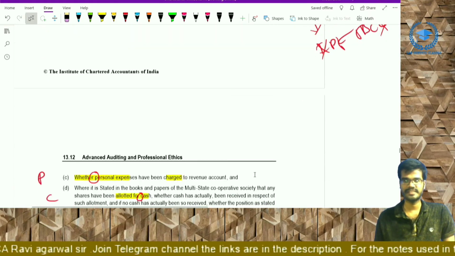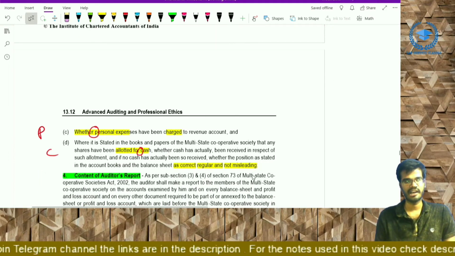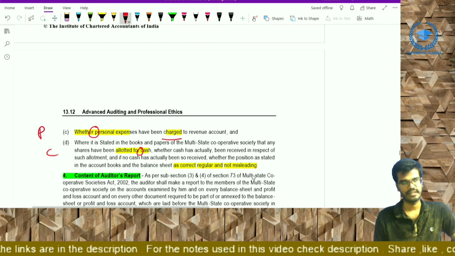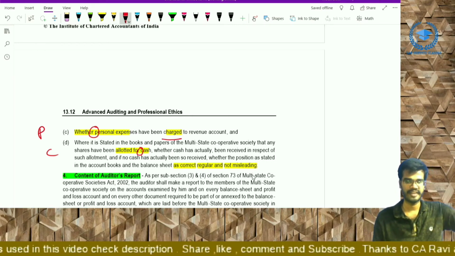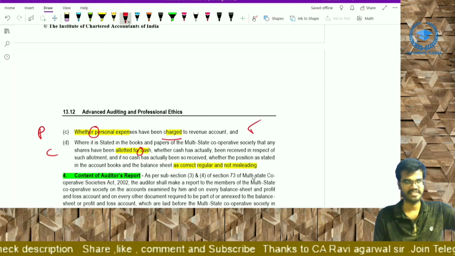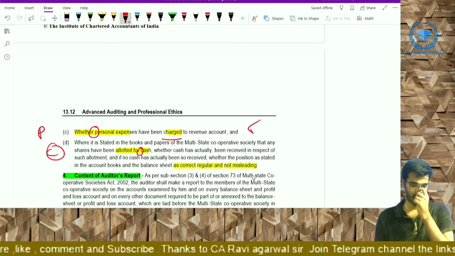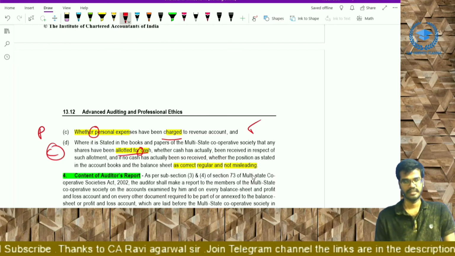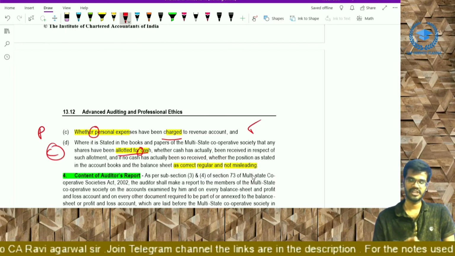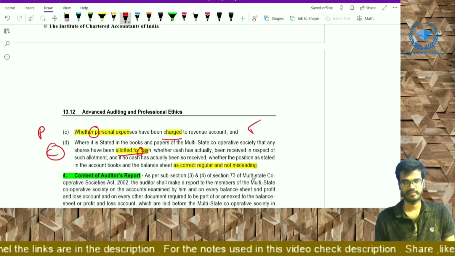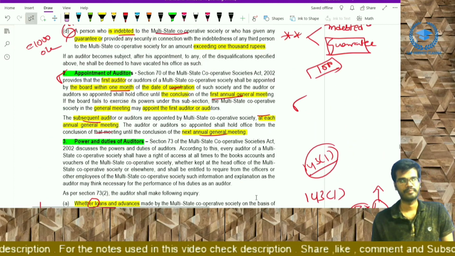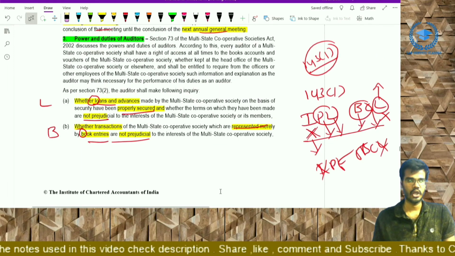And we have 2 points, P and C. P is whether all personal expenses have been charged to revenue account. Personal expenses should not be charged to revenue account. If there are any charged to that revenue account, that should be reported. That is our P point completed. And next one C point, whether stated in the books of accounts any shares are issued for cash, whether the cash has been collected and the position stated in the books of accounts is true and correct, regular or not misleading. This is the point relating to the powers and duties of auditor, right?